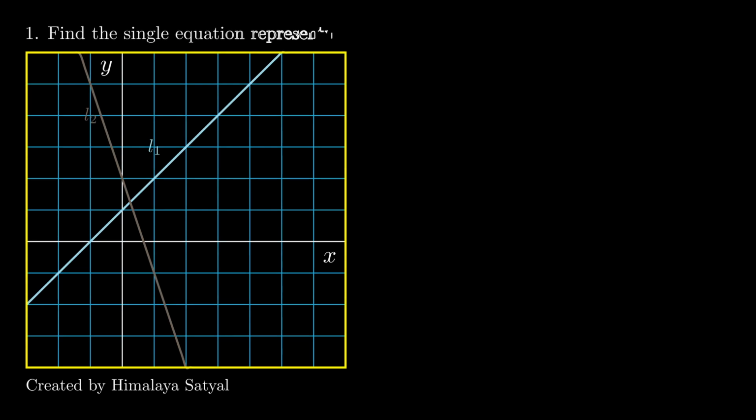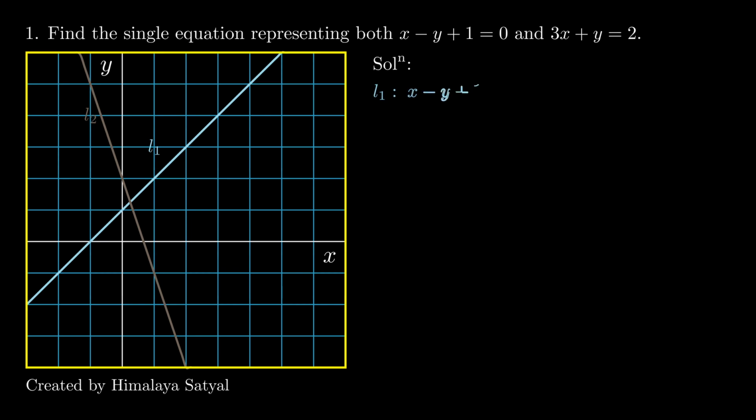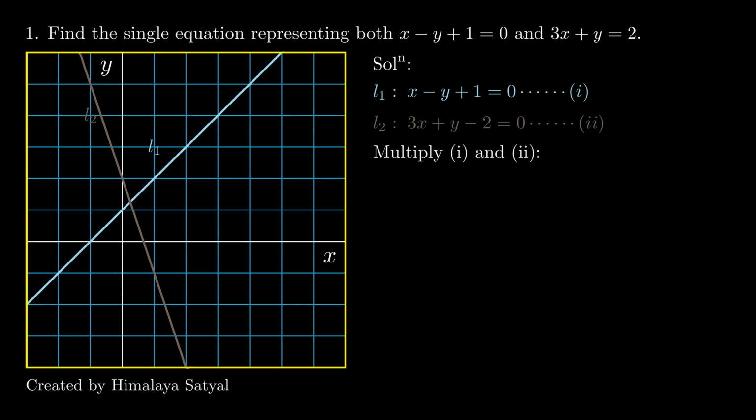1. Find the single equation representing both these lines. This is fairly easy. All you have to do is multiply the two equations. However, one thing to take note of, the right-hand sides in both equations must be 0. So we multiply the two equations and expand them.